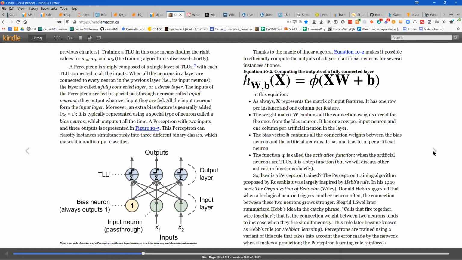Okay, any questions up to here? Yeah, one question at this stage. What's the purpose of the bias term here?